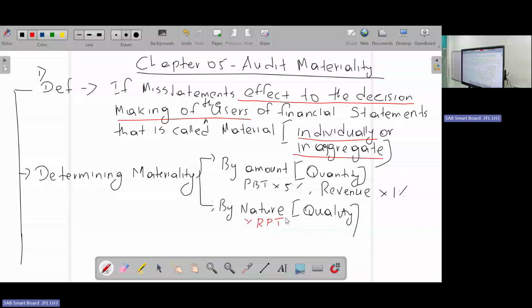So this is riskiest, that's why we are saying irrespective of amount, any related party transactions you can consider as material.